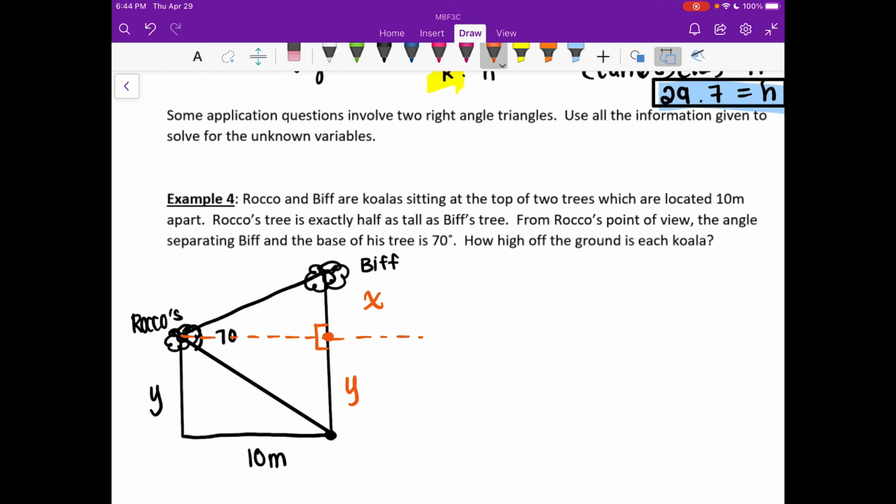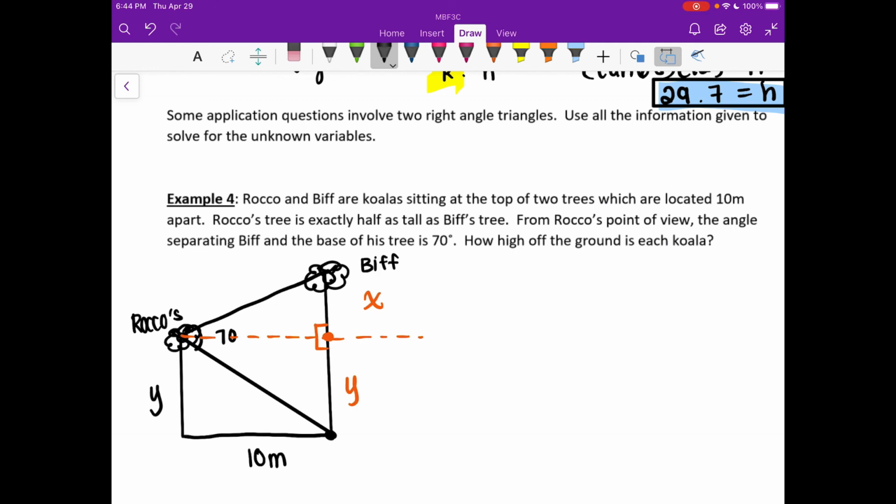Okay? So we want to find out how high off the ground each koala is. So we want to find Y, and then we want to find X, right? The first thing you did was draw all this stuff out. That's good. You now have a diagram to work with. It'll help you understand what's going on.